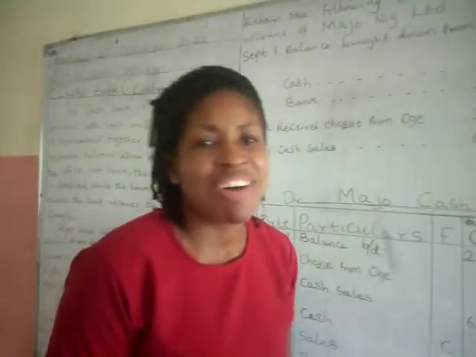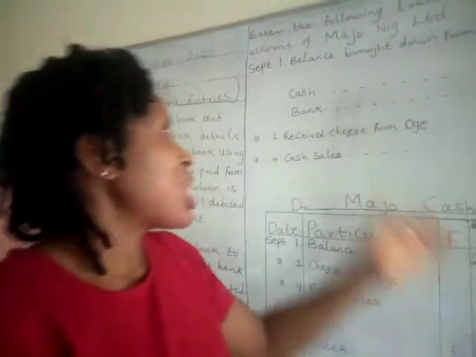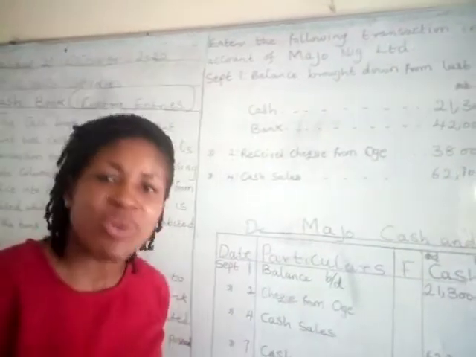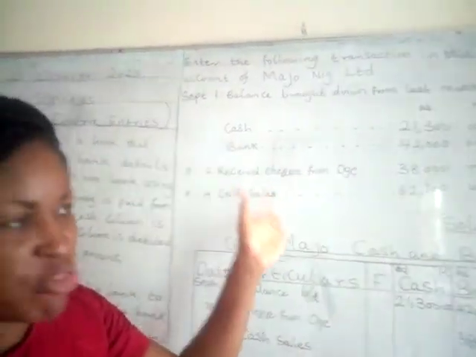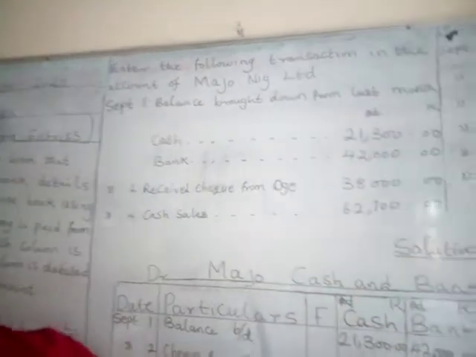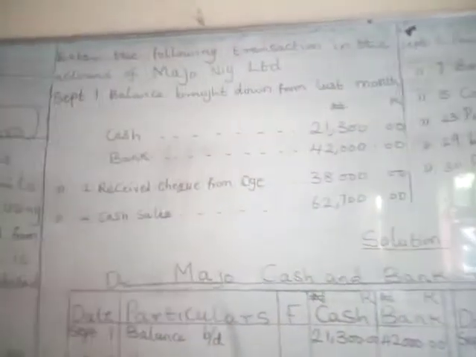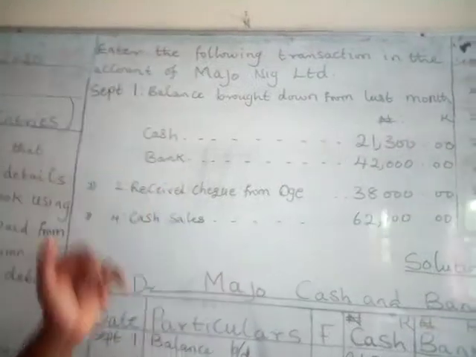Children, welcome back once again, still on the cash book. So now we are going to put the information we have here into the cash book. So before we start, let's look at our question.